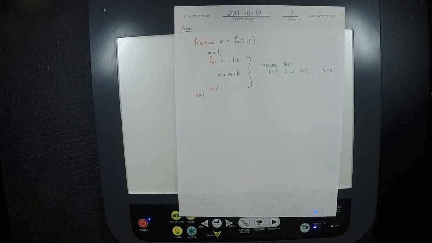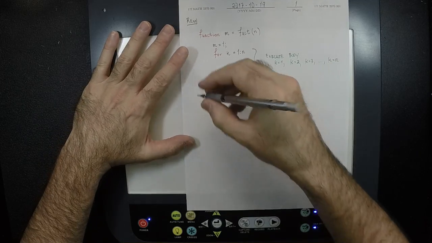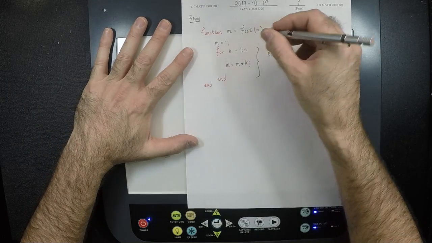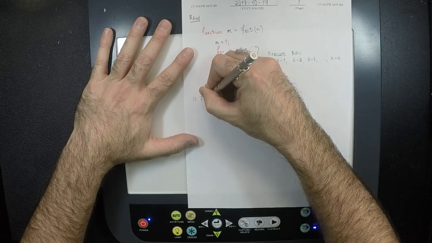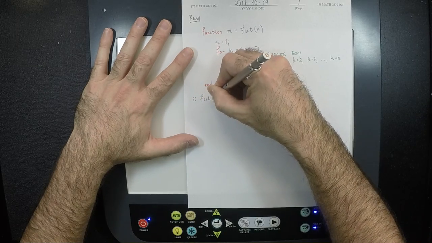Okay, so now let's execute this function on pencil and paper with a table. And what I want to convince you of is that this is really more or less the way human beings calculate factorial when you ask them to sit down and do it. Okay. So suppose that at the command line we say fact of, say, 5.